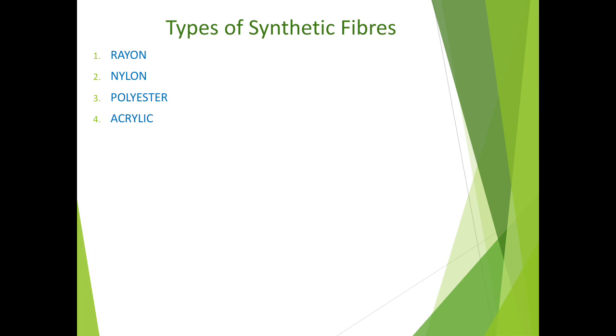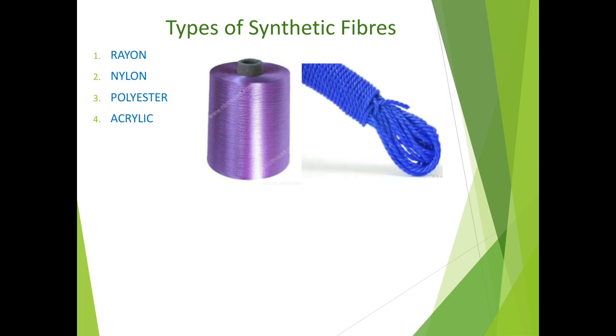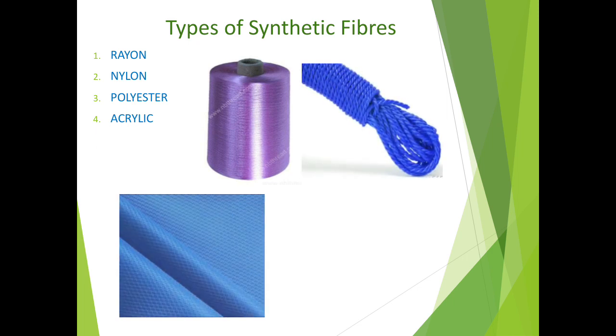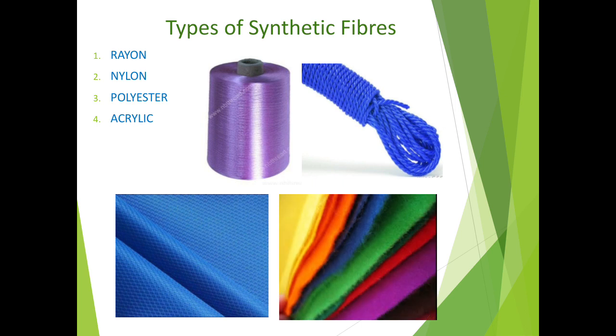Now we are moving on to the types of synthetic fibers. Basically, it is of four types. One is rayon, second is nylon, then third is polyester, and fourth is acrylic. So we have four types of synthetic fibers discussing in this chapter. One is rayon, nylon, then polyester and acrylic.